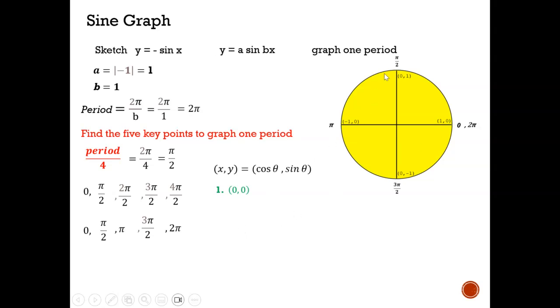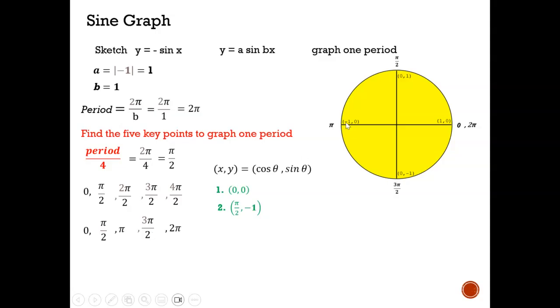Now, at pi over 2, my sine is 1. But why is it negative 1? Because of the negative here at the beginning, guys. Negative 1 times 1 will give you negative 1. That's why this is negative.